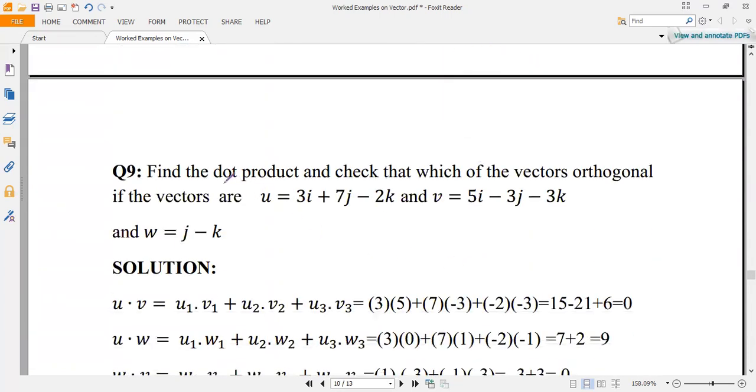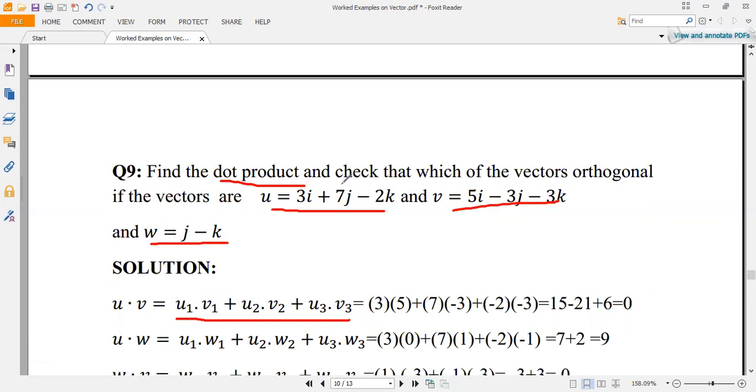The other topic is the dot product of vectors. The dot product of any two vectors is a scalar, and the dot product of two vectors u and v is obtained by multiplying their corresponding components and adding: u dot v equals u1 times v1 plus u2 times v2 plus u3 times v3. It's given that u is this one, v is this one, and w is this one.